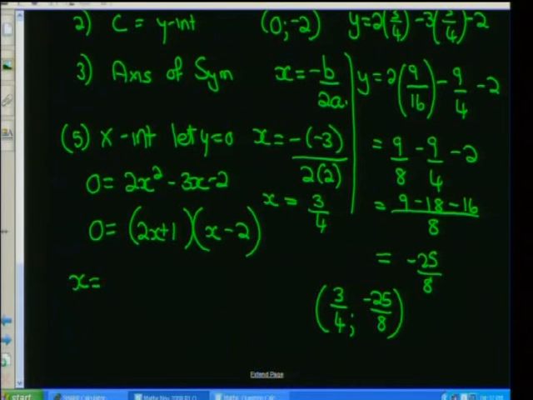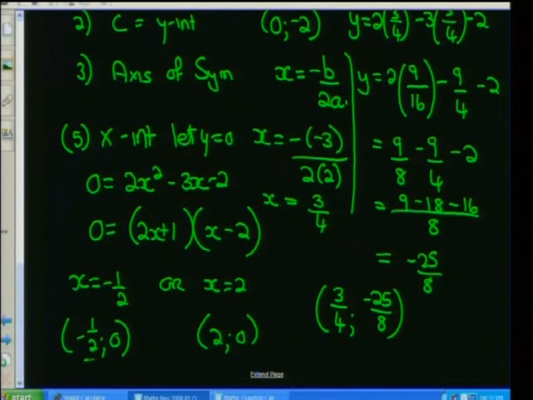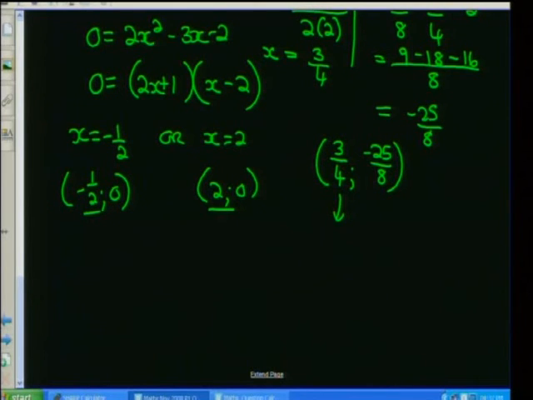And so your x is minus a half, or your x is 2. Coordinate minus a half, 0. Coordinate 2, 0. And of course we know our check is, are those x values an equal distance from there? And of course that we pick up when we actually sketch it. So let's try and sketch it.